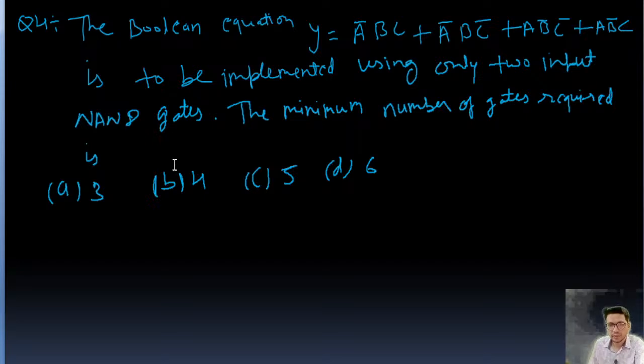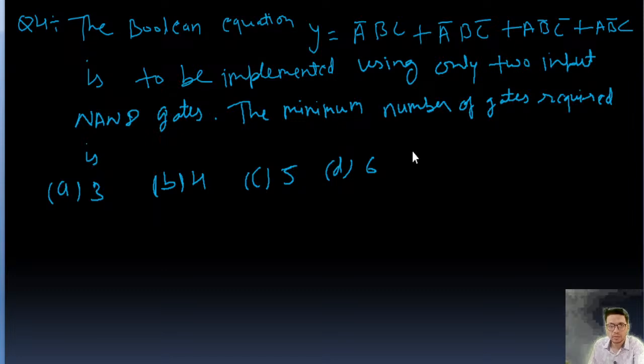A very good question and very simple question. I'll tell you the trick for it as well. The Boolean equation y equal to this is to be implemented using only two input NAND gates. Okay, the minimum number of gates required, that's what we need to find out.